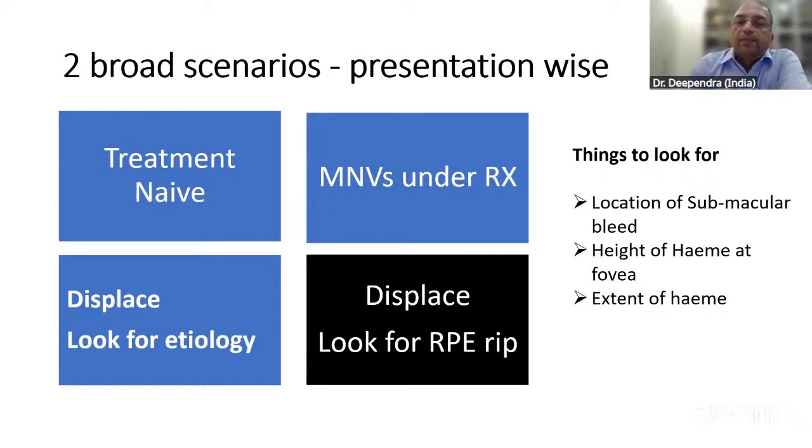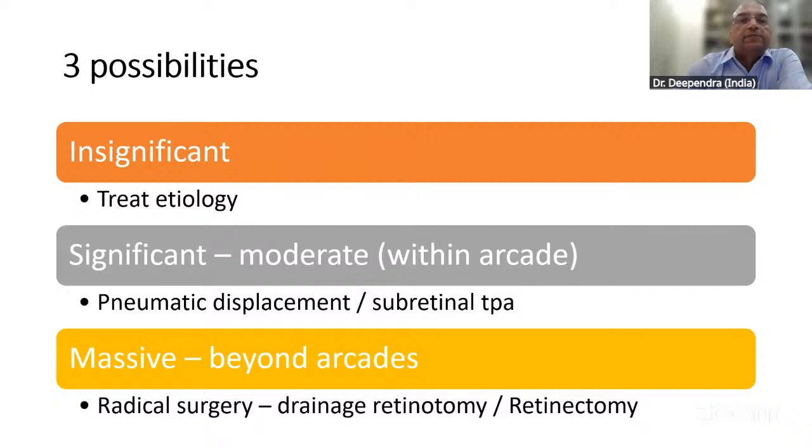Prognosis will entirely depend on whether that RPE rip has happened and is it crossing the fovea or not. But in this treatment naive category, you also have to look for etiology. And in pre-operative assessment, when you are seeing these patients, besides a good fundus photograph, I think OCT gives you very good information, as I'll show in subsequent cases, especially where all this blood is located, how much is subretinal and how much is sub-RPE, what is the height at fovea. All those things actually play a very important role in deciding the prognosis as well as management.